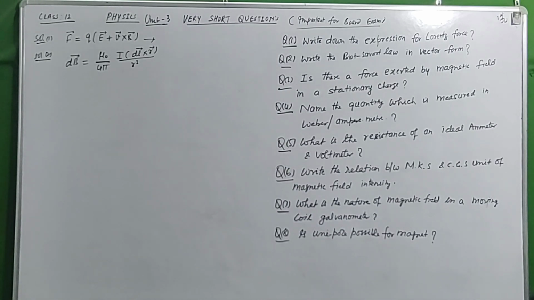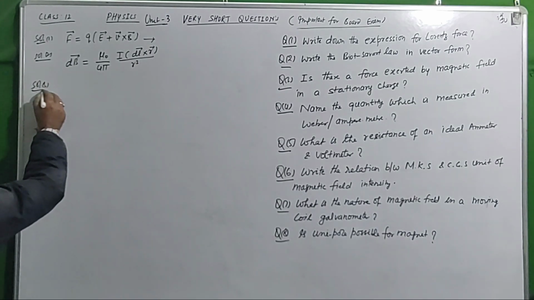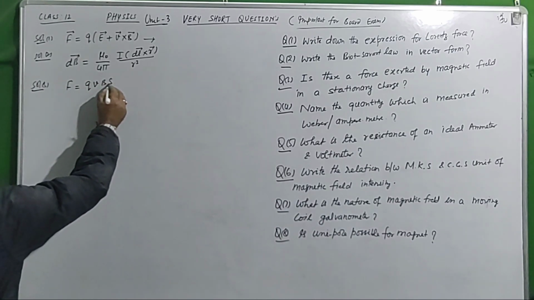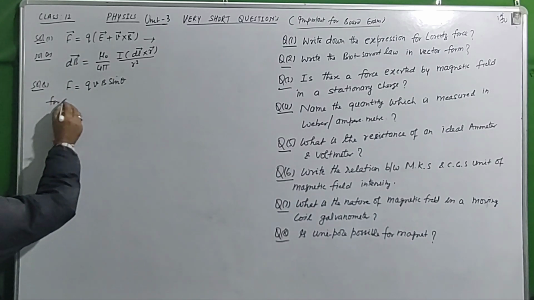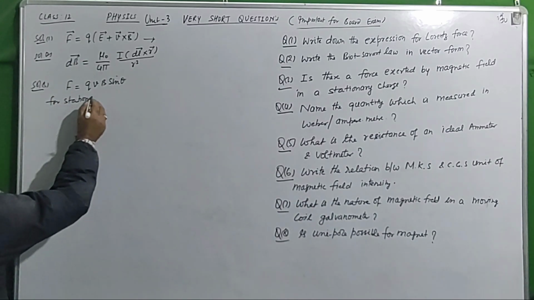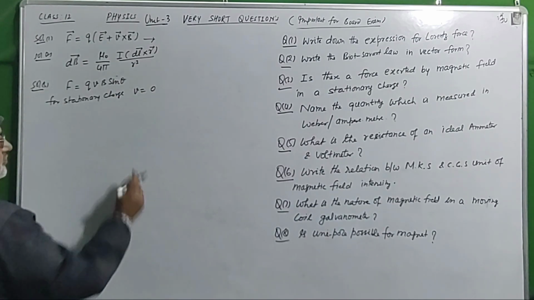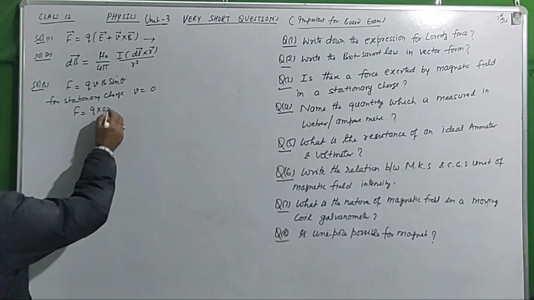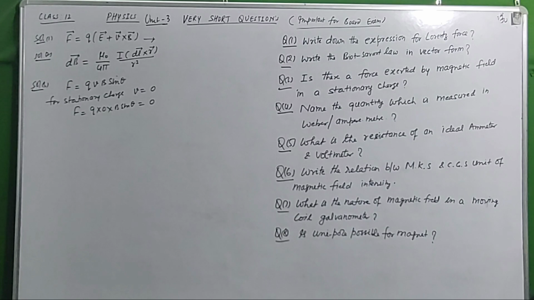Third, is there a force exerted by a magnetic field on a stationary charge? Sir, we know the force formula in a magnetic field is F is equal to qvB sin theta. Here the charge is stationary. For a stationary charge, velocity is 0. Charge is at rest. So what is the force? F is equal to qvB sin theta, that is 0. Means no force.